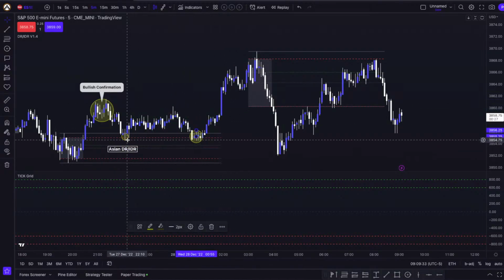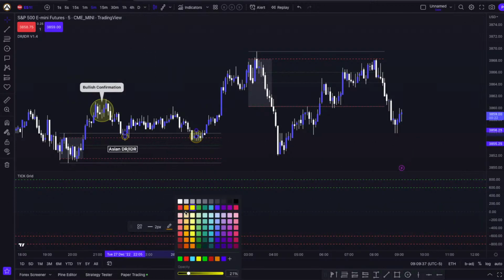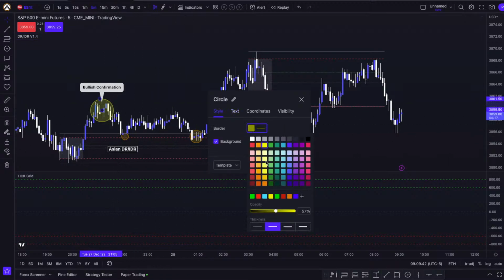So let me color those two retests in a different color. Let's make them orange and make this one green.